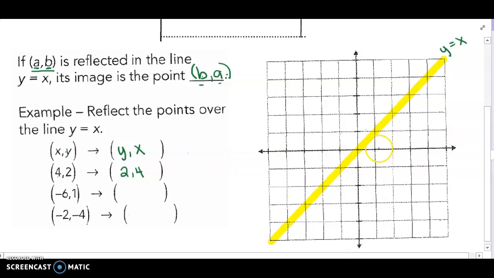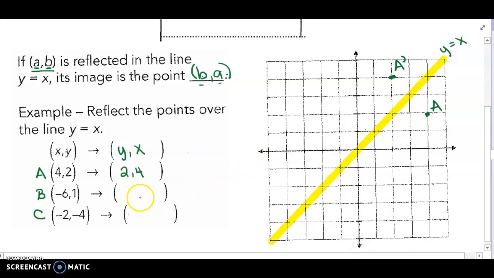So I'm going to go ahead and plot what this looks like. I'm just going to call this point A, this point B, and this point C. If I plot the point and call it A, sorry, this is (4, 2), not (2, 4). And when I reflect it, I go to (2, 4). I would call this A prime.